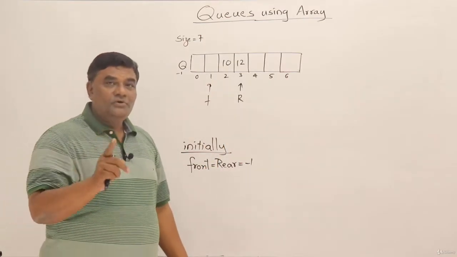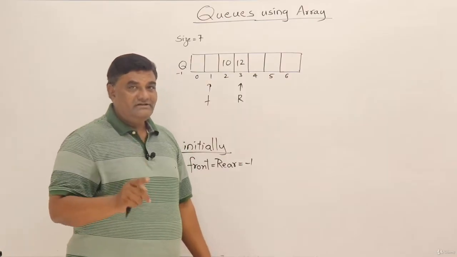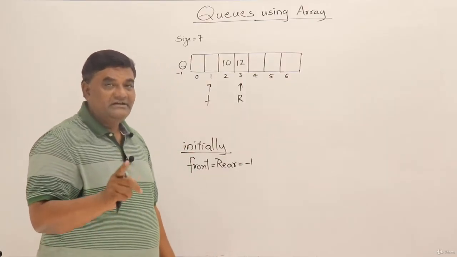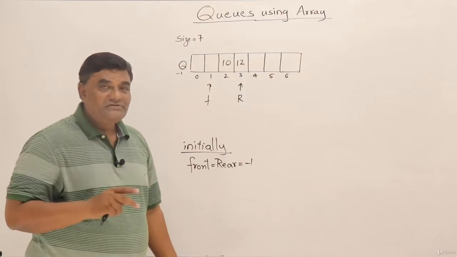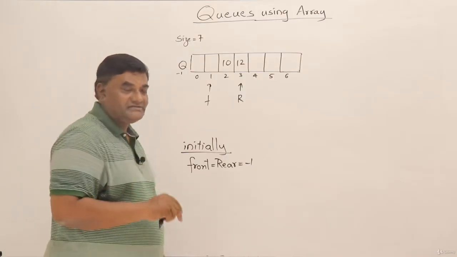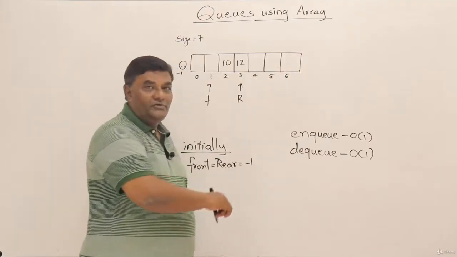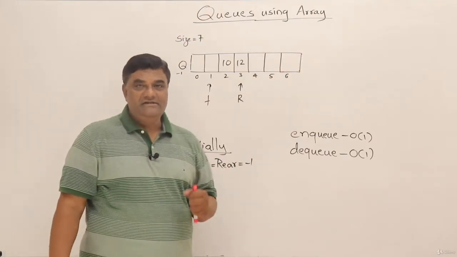So now both NQ and DQ operations, that is insert and delete operations, are taking constant time. So our queue has become faster. With the help of 2 pointers, it became faster. Both NQ and DQ operations are taking constant time.